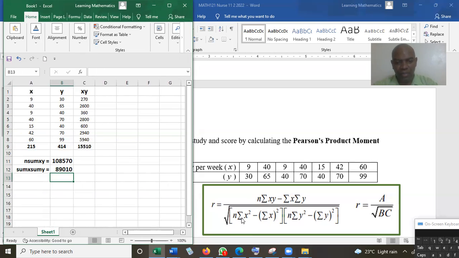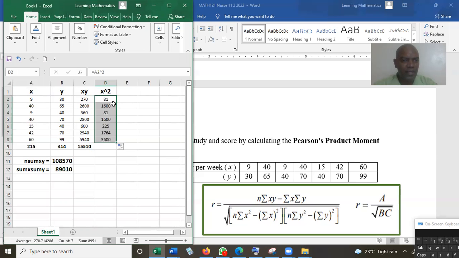We are going to the third number. We start from the right. We have to find the x squareds first before we sum and then multiply by n. So we create a column called x squared, x raised to the power of 2. And the first x squared is 9 times 9. So we indicate to Excel to do that for us. So we type equal to square A2 raised to the power of 2, enter. And here we have 81. To find the other x squareds, we just double click on this green rectangle. And here are the x squareds.